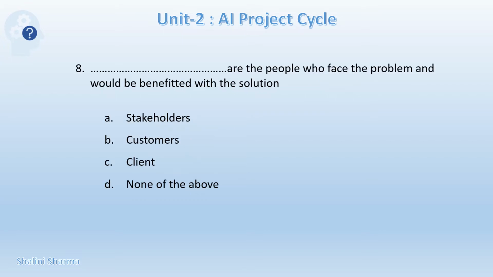Question 8. Dash are the people who face this problem and would be benefited with the solution. A. Stakeholders. B. Customers. C. Client. D. None of the above. And the correct answer is option A.